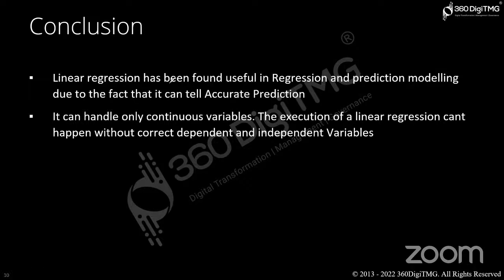To conclude, linear regression has been found useful in regression and prediction modeling because it can give accurate predictions, and it can handle only continuous variables. The execution of linear regression can't happen without correct dependent and independent variables. That is the thing you should bear in mind.